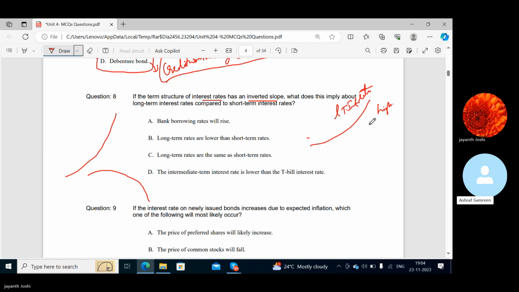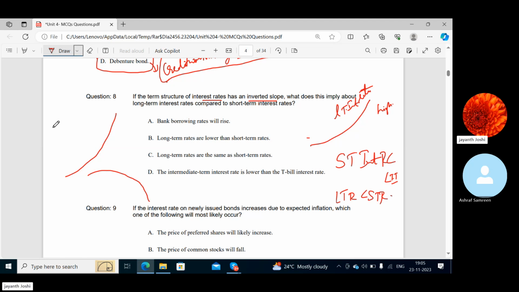Short term interest rates are usually lower than long term rates. The yield curve is usually upward sloping. Let me tell you, short term interest rates are usually less than long term interest rates, but that is in the case of upward sloping. In downward sloping, it is reverse. Long term rates will be less than short term rates. Are you understanding? Yes, sir. When it's downward sloping, long term rates are lower than short term rates.